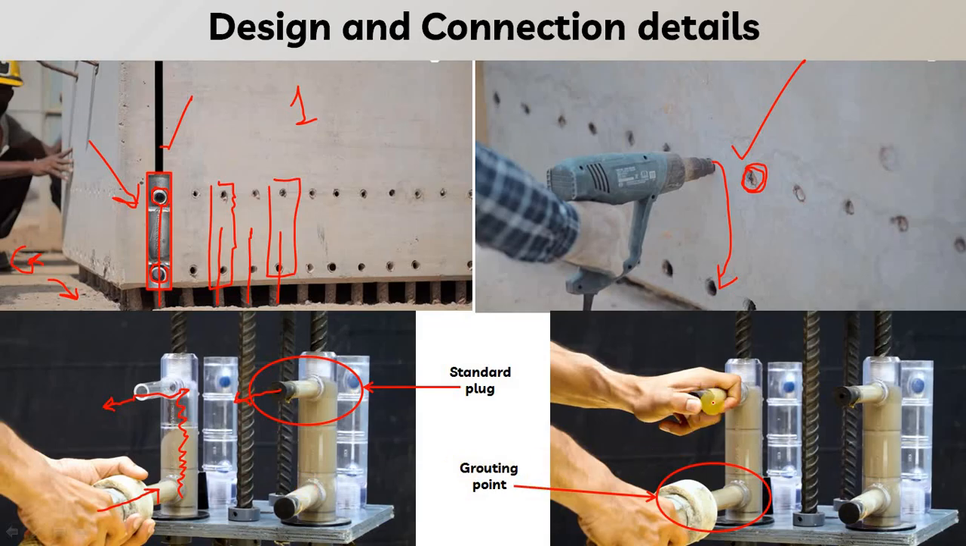After we receive the grout from the top hole, we have to pack that hole using the standard plug, which will be pegged, and then similarly we will close the bottom hole to avoid the flow in the opposite direction. So this is how it will be grouted, and then it is connected. Both of the elements are connected together.